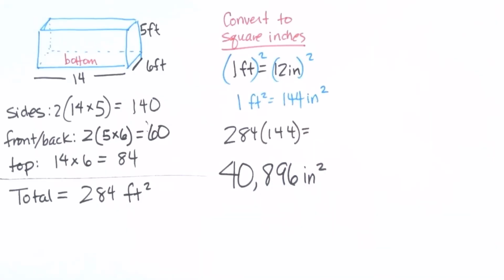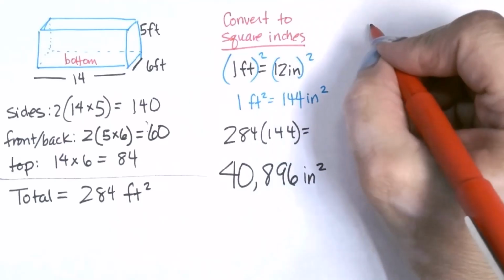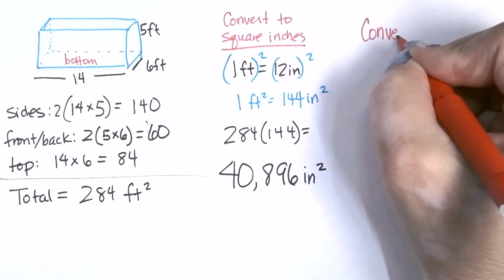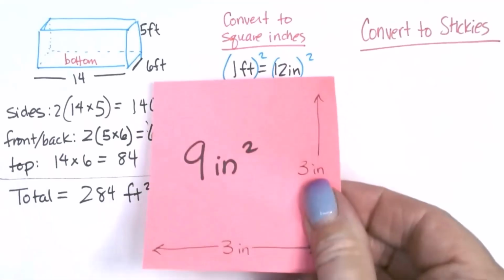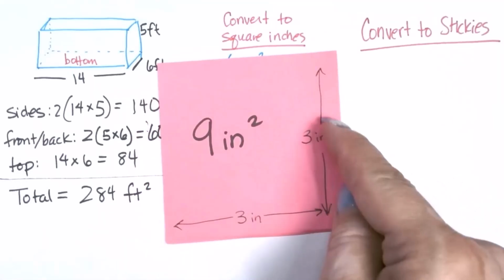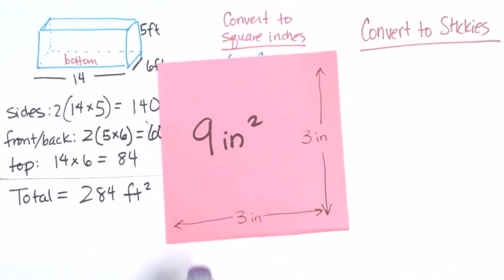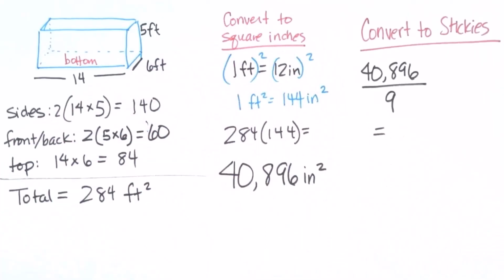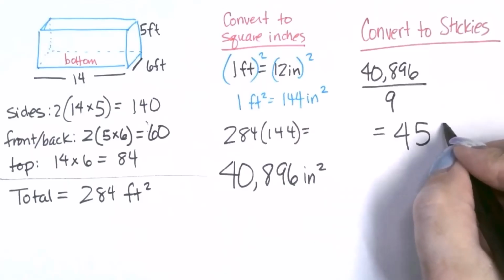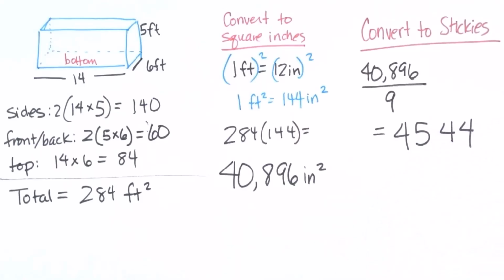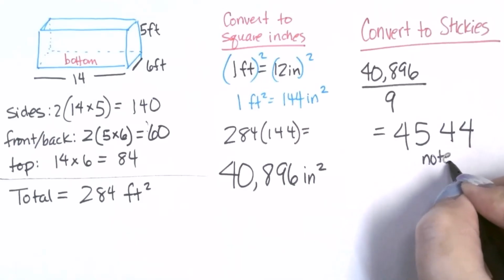Okay, so now we have to convert to stickies. How many stickies is that? Well, we're going to do 3x3 stickies. So 3x3, 3 times 3 is 9. So each sticky covers 9 square inches. When I did that math, I got 4,544. That's how many of those little sticky notes you need.